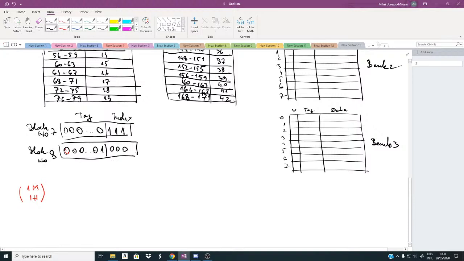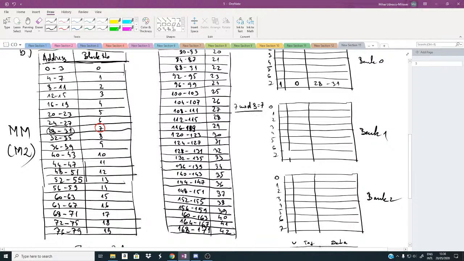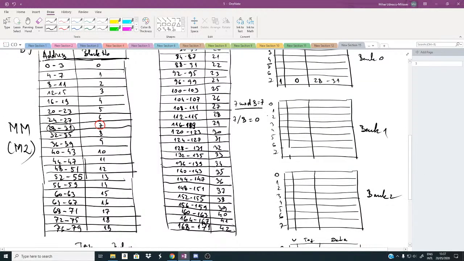Actually, if you think about it, you can easily obtain the index by doing a modulo, and the tag is the quotient of the division. When you do 7 divided by 8, the quotient is 0, and the remainder is 7. That's why 7 modulo 8 is 7. So it's 0 in integer, and that is the tag. Now, 8 modulo 8 is 0, but 8 divided by 8 is 1. So the tag is 1.